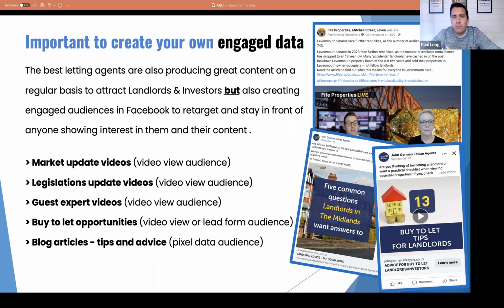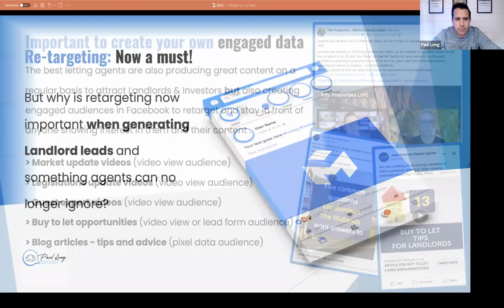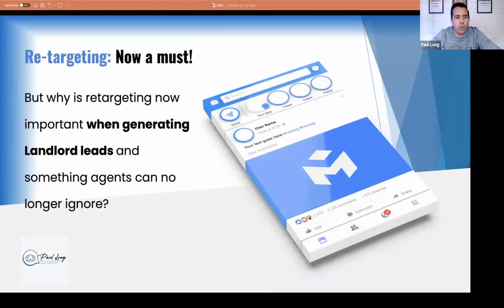We talked about the Facebook Pixel being put onto your website. You can create blogs that only landlords would read, which provide tips and advice and provide value, and you can retarget those people who are reading your blog articles. And there's some examples there on the right. So retargeting is now a must. But why is retargeting now more important when generating landlord leads, and something agents can no longer ignore?